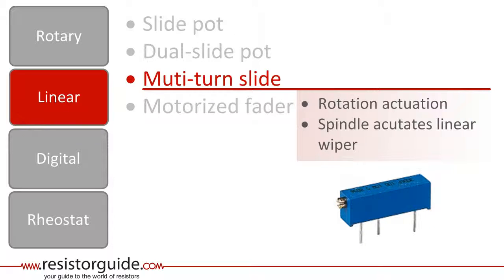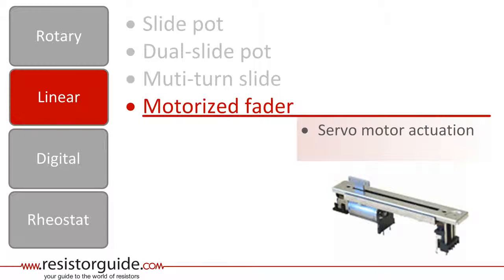A multi-turn slide is adjusted by rotation. A spindle transforms the rotation in a linear motion of the wiper. And finally, a motorized fader is actuated by a servo.